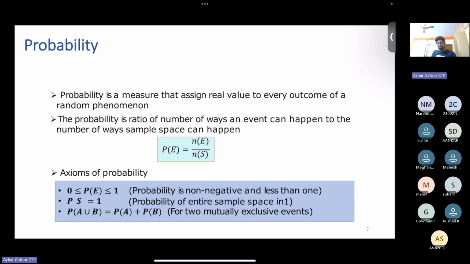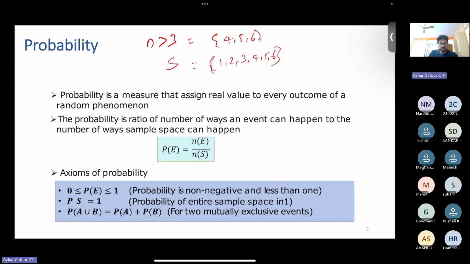Now probability. We have now seen event and sample space. Probability is a measure that assigns a real value to every outcome of a random phenomenon. In our previous example, the event of getting numbers greater than 3 had 3 elements, that is 4, 5, and 6, whereas the sample space had 1, 2, 3, 4, 5, 6. So 6 elements were there in the sample space.